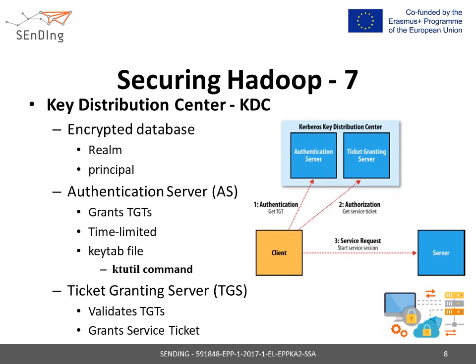The ticket granting server validates a TGT passed along by a client and in turn grants a service ticket to the client so they can access a Hadoop service. It's the service ticket that enables the authenticated principal to use the services in the cluster. The scheme in this slide depicts the three-step Kerberos ticket exchange process.